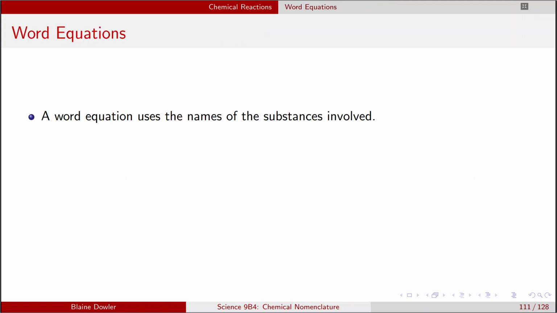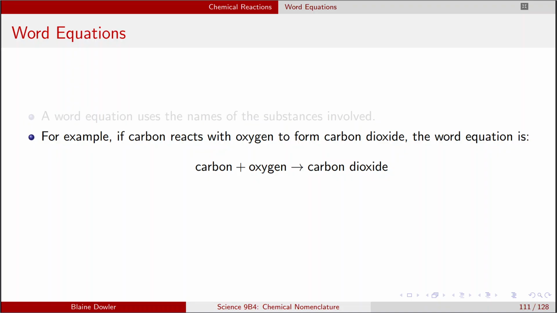Word equations. A word equation uses the names of the substances involved. For example, if carbon reacts with oxygen to form carbon dioxide, the word equation is carbon plus oxygen, and then the right arrow says we are producing carbon dioxide. Carbon and oxygen are the things that are reacting. We call them the reactants. They produce carbon dioxide. Carbon and oxygen are reactants because they go in. Carbon dioxide comes out. That's a product.